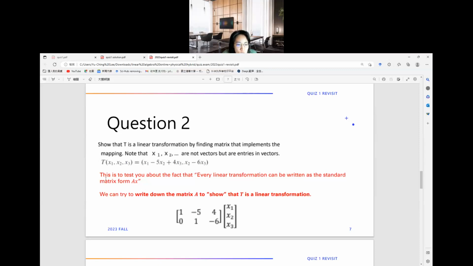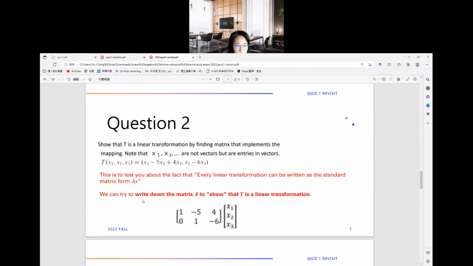So this question is to test you about the fact that every linear transformation can be written as a standard matrix form, A times X. So for this T, which is a function, so far it's written as a function format. If we can transform this format into a matrix form, which is a matrix A times a vector, that is A times X, then we can verify that this function is actually a linear transformation.